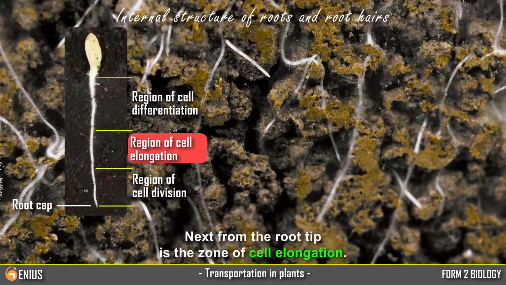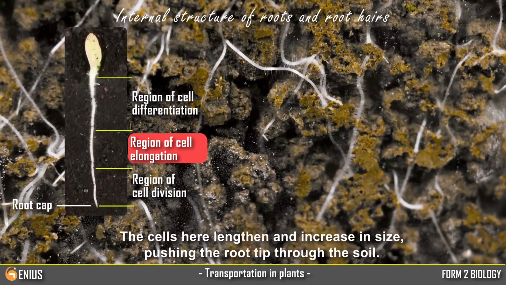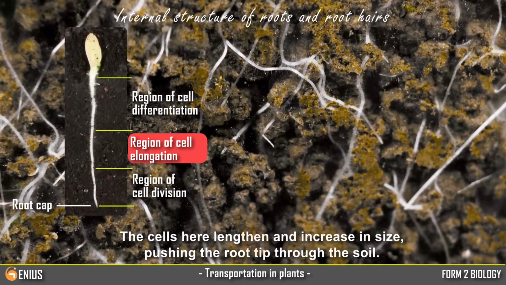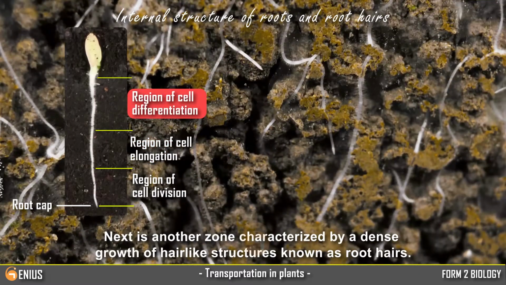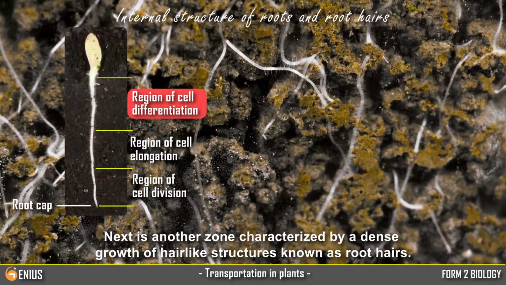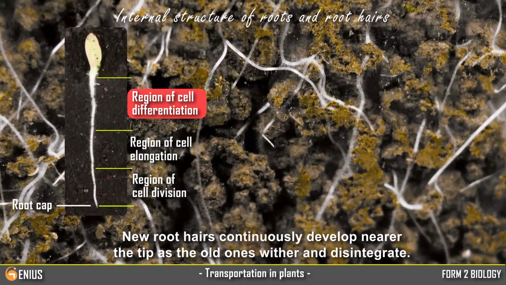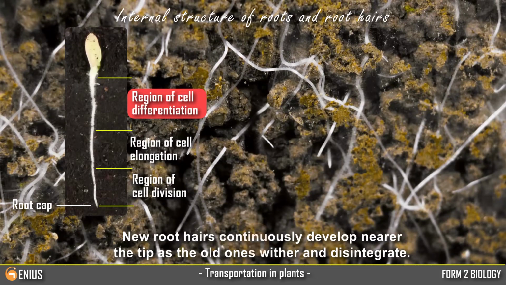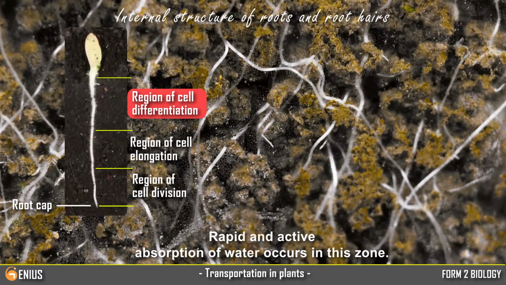Next from the root tip is the zone of cell elongation. The cells here lengthen and increase in size, pushing the root tip through the soil. Next is another zone characterized by a dense growth of hair-like structures known as root hairs. New root hairs continuously develop nearer the tip as the old ones wither and disintegrate. Rapid and active absorption of water occurs in this zone.